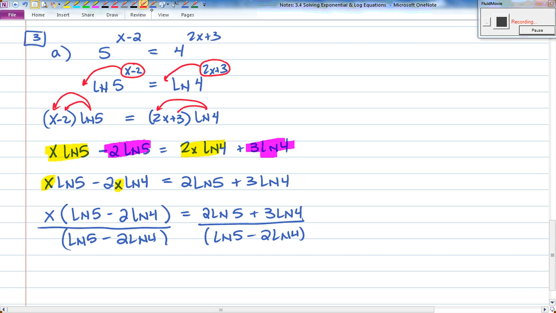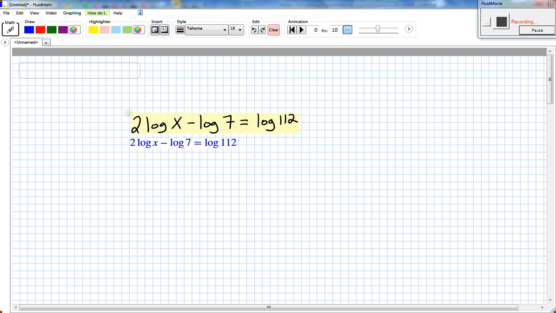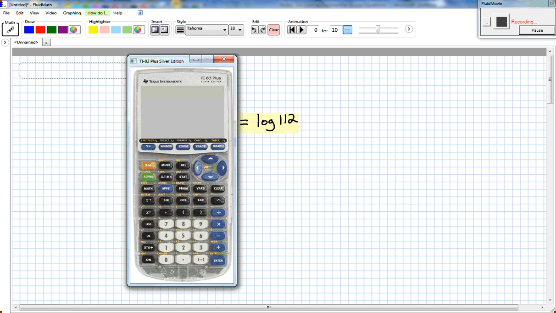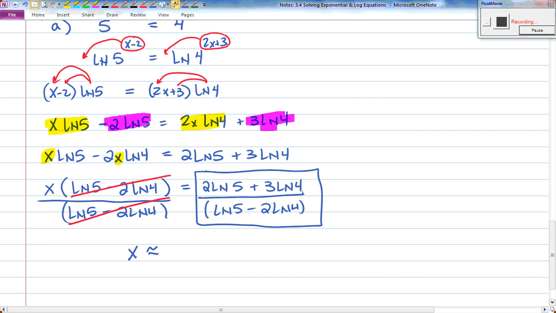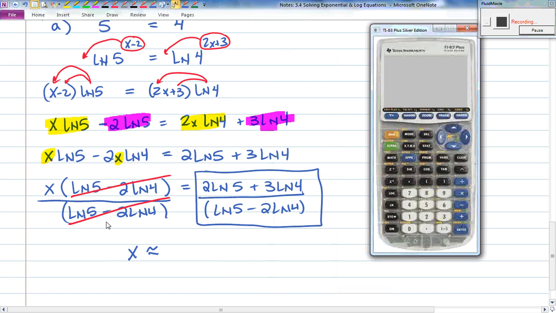So on the left-hand side, look, this entire number cancels with that entire number, or it has a factor, multiplies to 1. So all I'm left with is x is now approximately, okay, I need to plug this exact value into the calculator. I'm going to show you how to do that right now. It's very important you follow along. That's not right. Hold on a second. Hold on. I'm dividing by natural log 5 minus 2 natural log 4.